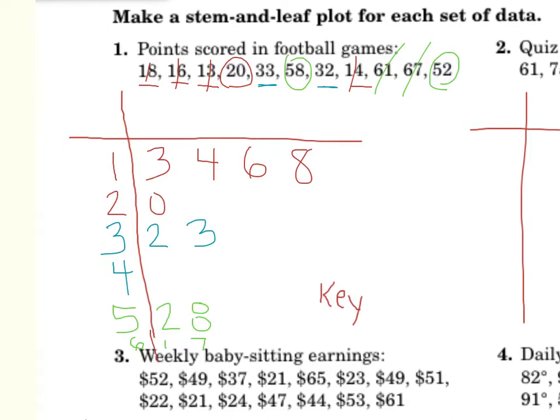Now you have to make a key. You pick any number on the stems. So I'm going to pick 3. And then draw the line in between it. And then I'm going to put 2. And what does that make? 32. You want to pick a number from your actual stem and leaf plot.